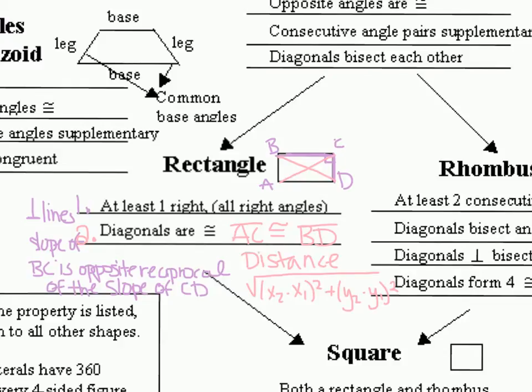Remember the distance formula: the square root of (x2 minus x1) squared plus (y2 minus y1) squared. Each of those quantities is going to be squared, and then you take the square root of the whole thing.